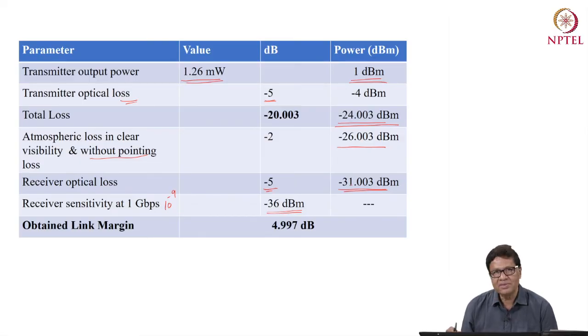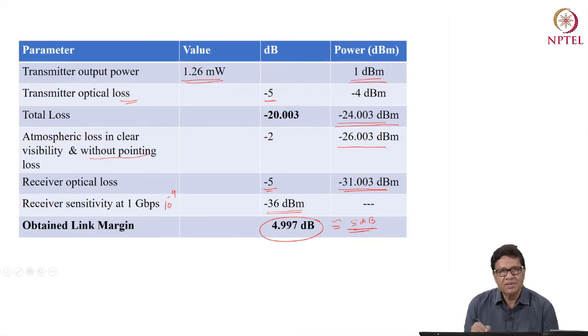And the loss is actually minus 31. Still, I'm left with some 4.997, or equivalent to 5 dB, which I call the link margin. And this link margin takes care of aging of the components, or if some misalignment sometimes happens, or some optical transmitter's power output decreases with time. So you also build some sort of link margin into the system, which takes care of future aberrations or future issues which might come because of different reasons.